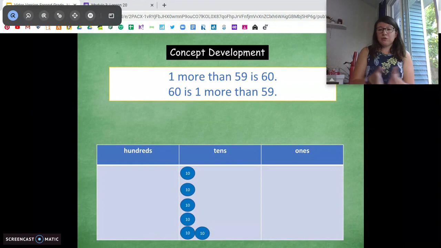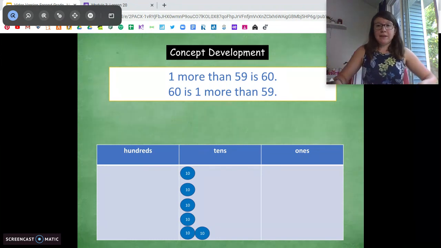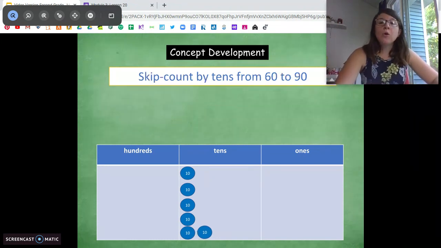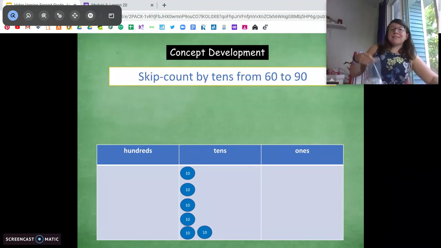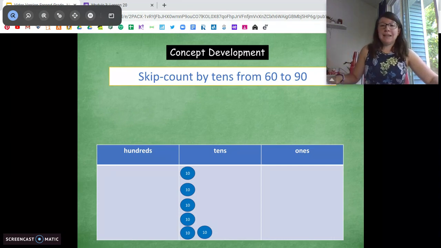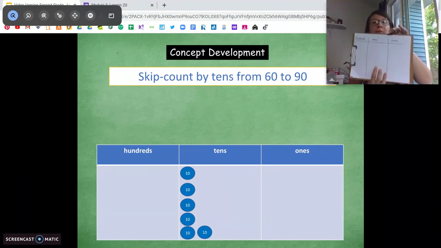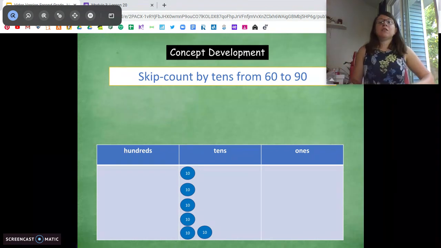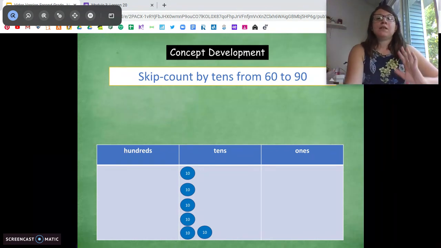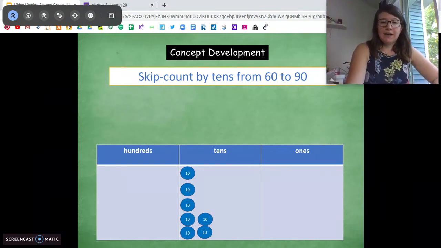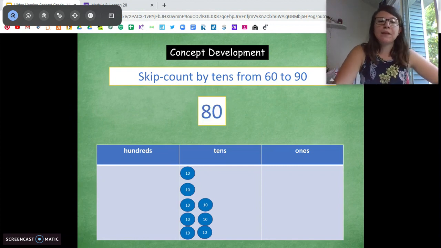So we should have 10. Do that on your board now. So you should have 6 tens now. No ones, 6 tens. Okay, that's our 60. From here, we're going to count from 60 to 90 by 10. So you're going to be putting your place value in your tens place. So we're at 60. Let's go. 60, add a 10, 70, 80, 90.